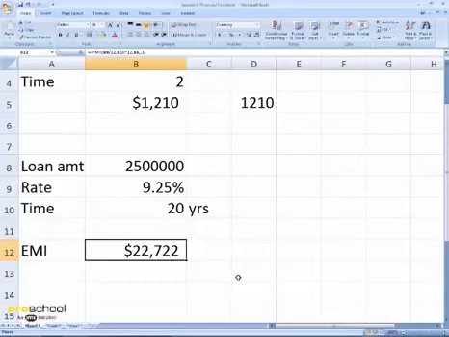And this beginning of the period and end of the period concept applies to all the financial functions that we use. So you can always use this concept depending on whatever your problem statement is.